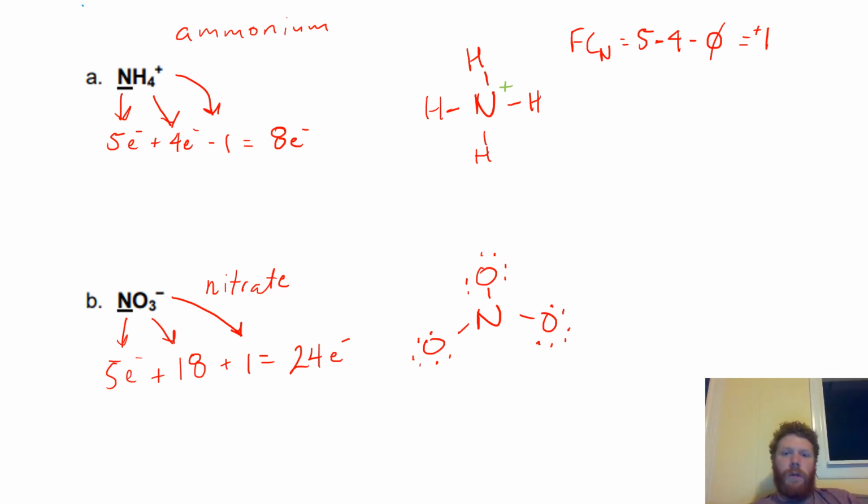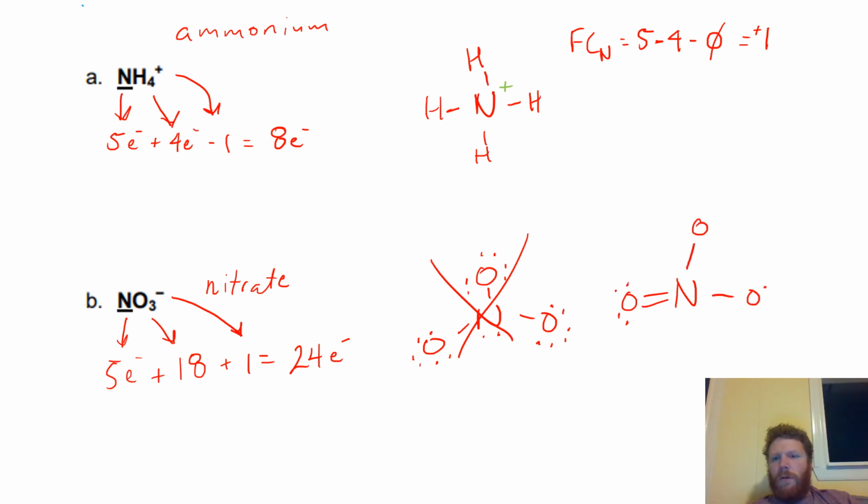but does oxygen have a complete octet? No, it does not. In order for it to have a complete octet, we'd have to put a lone pair there. And if we did that, then we've drawn 26 electrons. So that is not right. Rather, we need to put nitrogen double bonded to one of the oxygens, then oxygen, oxygen. 2, 4, 6, 8, 10, 12, 14, 16, 18, 20, 22, 24. So this gives us 24 electrons drawn.